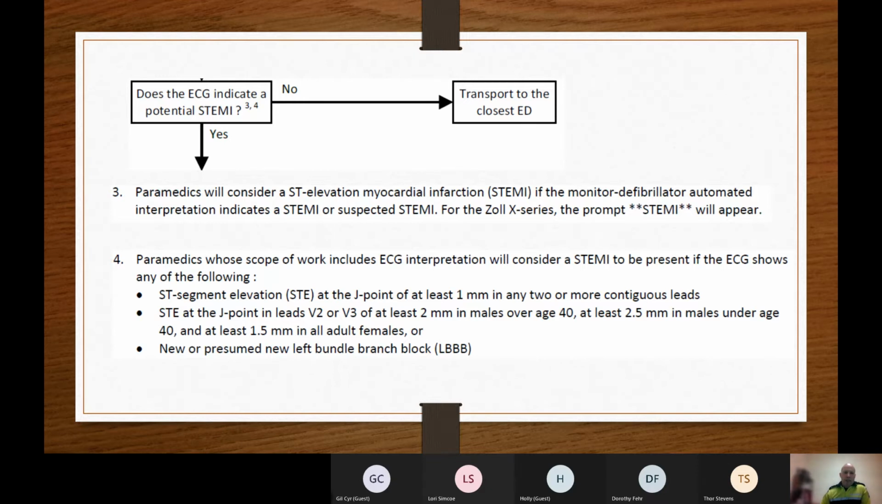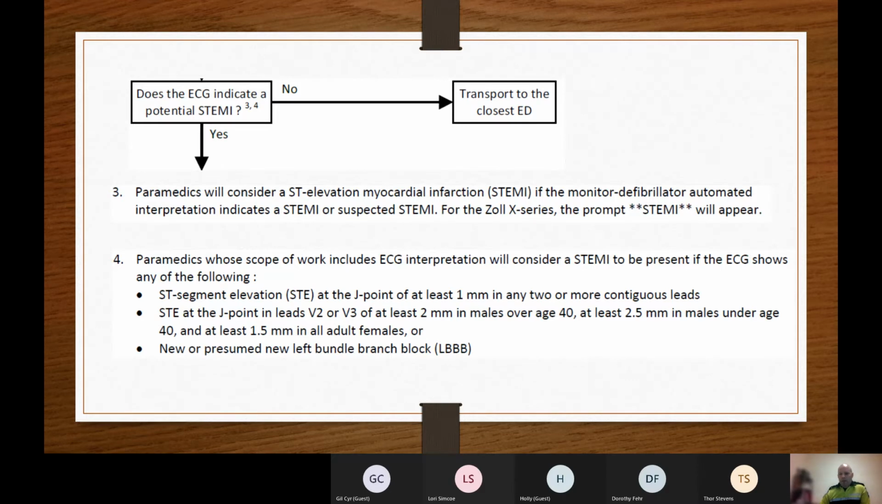So when it comes to looking at your 12 lead, if you're an ICP, you can print it out, take a look at it, and make your own decision. For PCP, you can just read what the printout states. Paramedics consider a STEMI if the monitor defibrillator automated interpretation indicates a STEMI or suspected STEMI. On the ZOLL X Series, the prompt STEMI will appear.